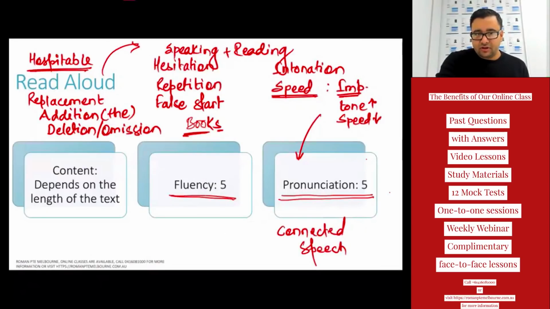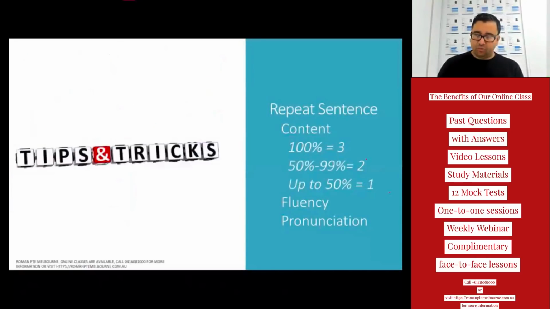Now I'm going to the next question type, and that is repeat sentence. Repeat sentence is considered one of the difficult questions in speaking, especially because most people complain that they can't repeat the whole sentence. They always miss one or two words, or if the sentence is long, they feel confused at the beginning and can't repeat even 2-3 words.